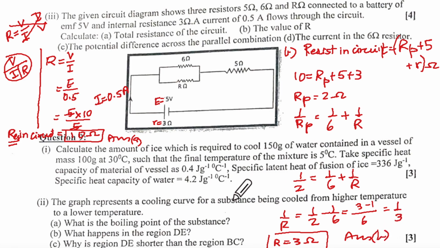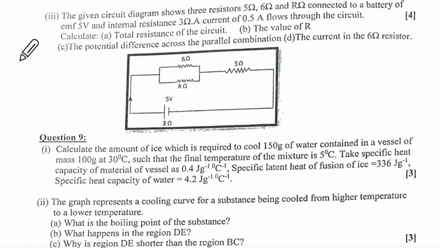What is my answer D? The PD across the parallel combination. So we come to C. This came out to be 3 ohm, RP. This is 0.5 and this is your E. I'm just writing this. RP came to 2. RP came to how much?